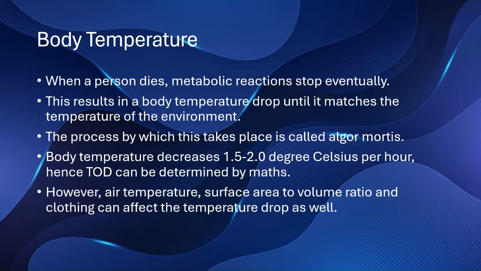So body temperature. When a person dies, metabolic reactions eventually stop. This results in the body temperature dropping until it matches the temperature of the environment. The process by which this takes place is called algor mortis, and you should remember that. It's quite good to use in answers in your exam questions. The body temperature decreases around 1.5 to 2 degrees Celsius per hour, so you can estimate the time of death using maths.